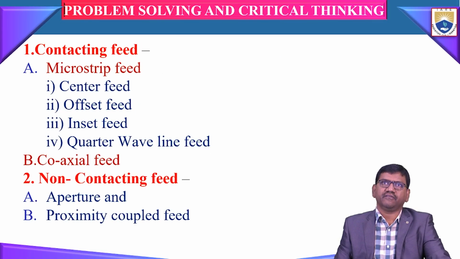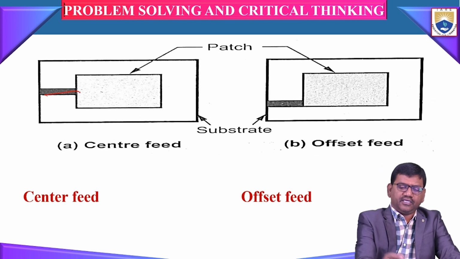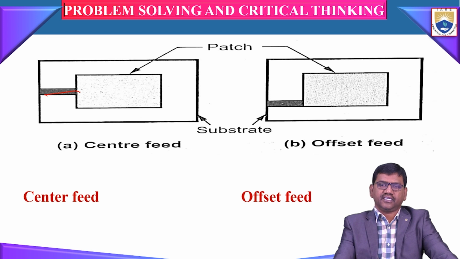In contacting feed, we have center feed, offset feed, inset feed, and quarter wave line feed. In non-contacting feed, we have the aperture and the proximity coupled feed. Center feed means we give the input to the patch at the center. The transmission line is attached exactly at the center.